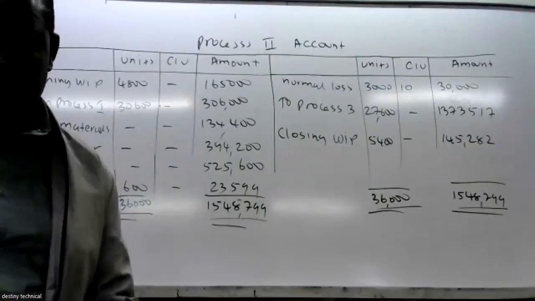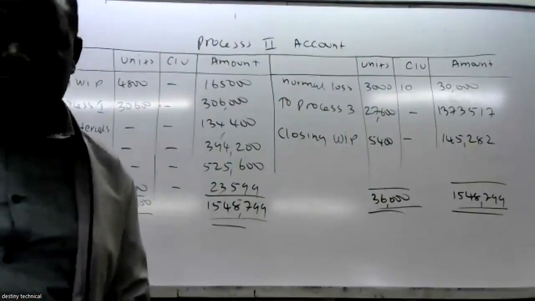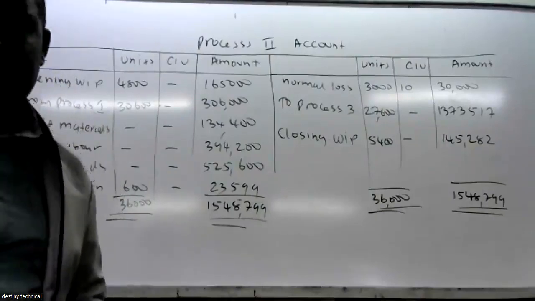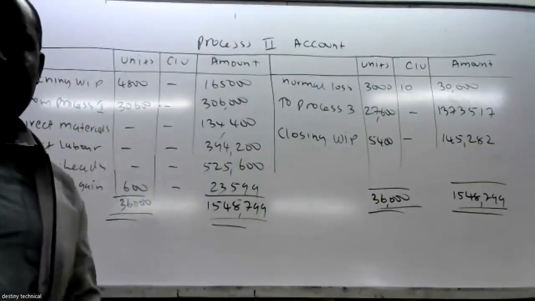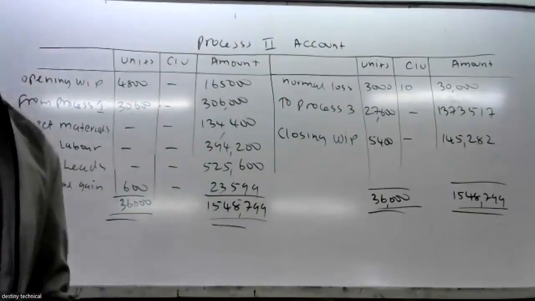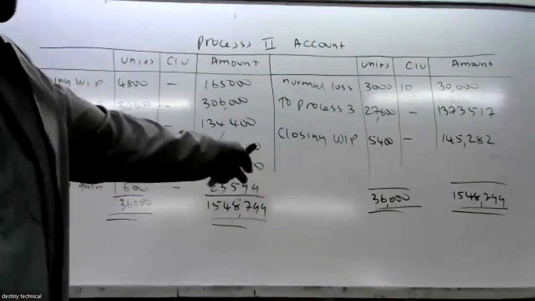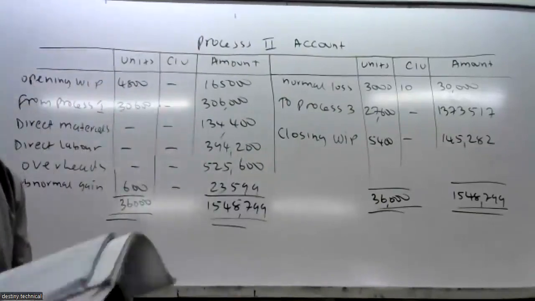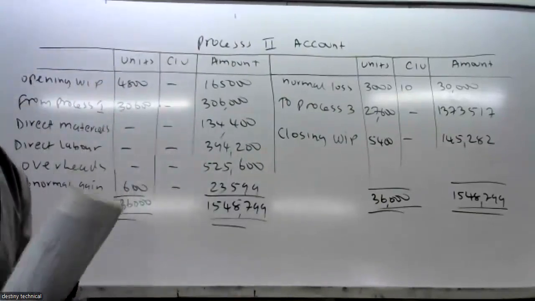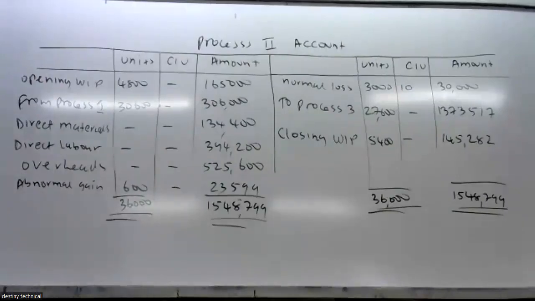When we meet in the next class, I will do a question using the weighted average to distinguish the two methods. So this was part C of the question. We can stop there for now. When we meet, we shall do a question on the weighted average to compare the two methods.